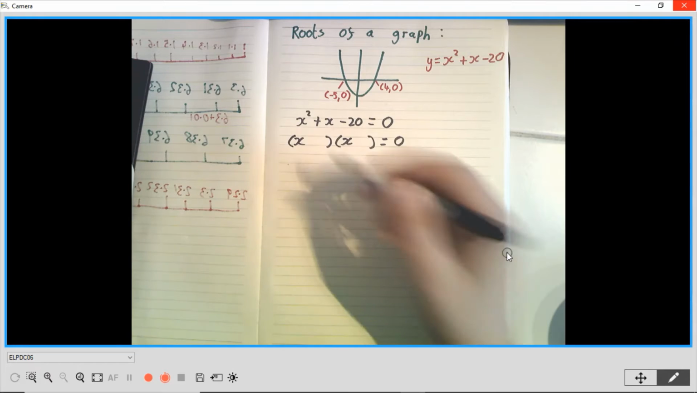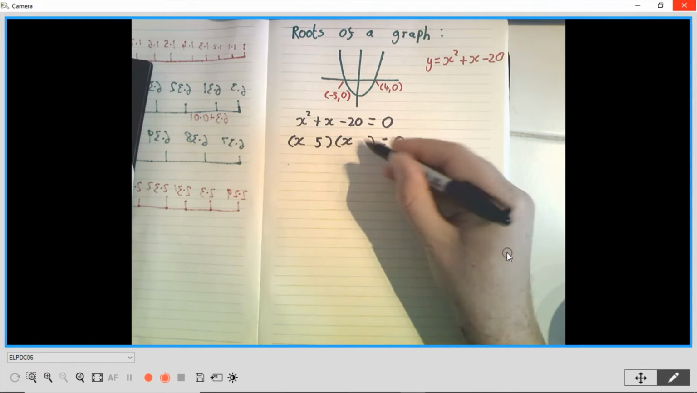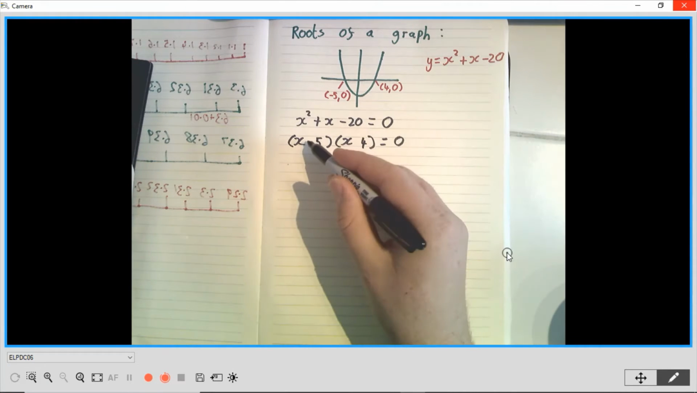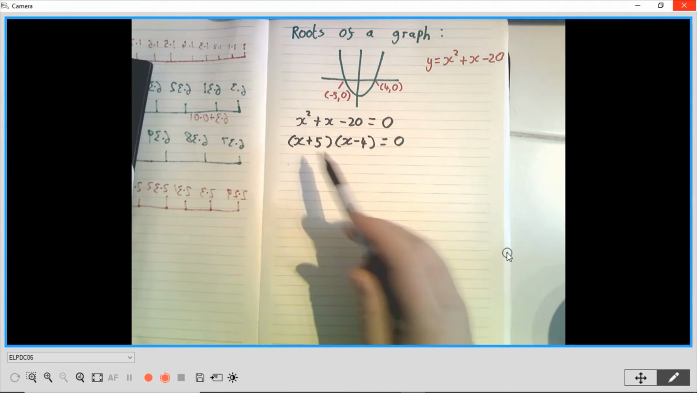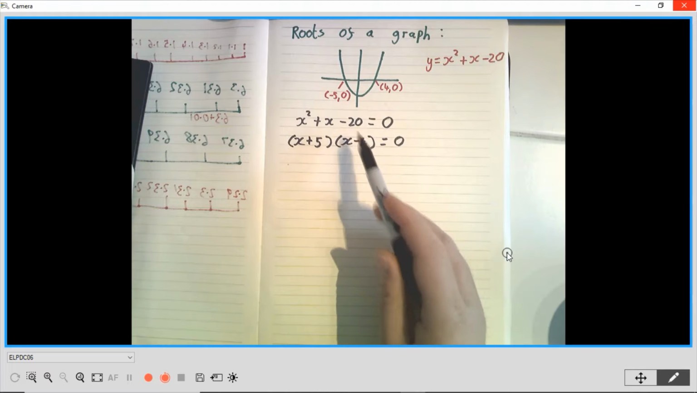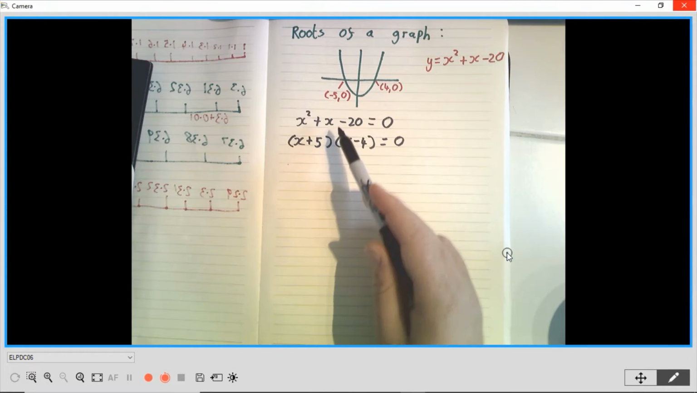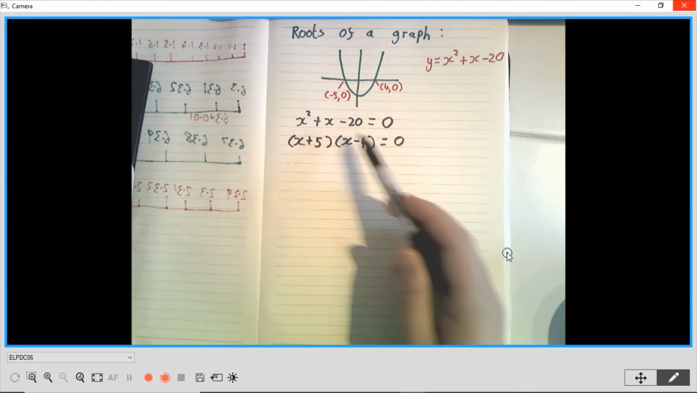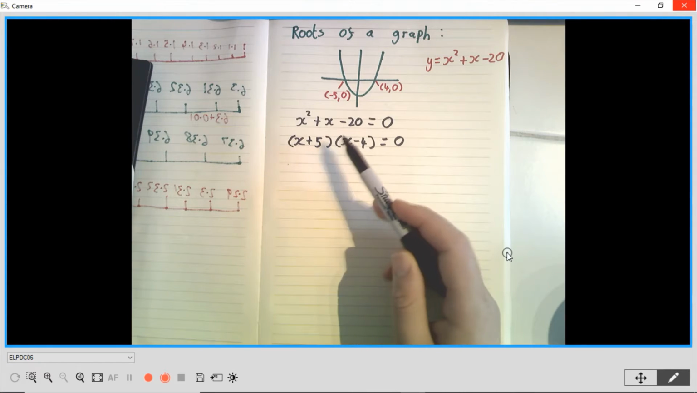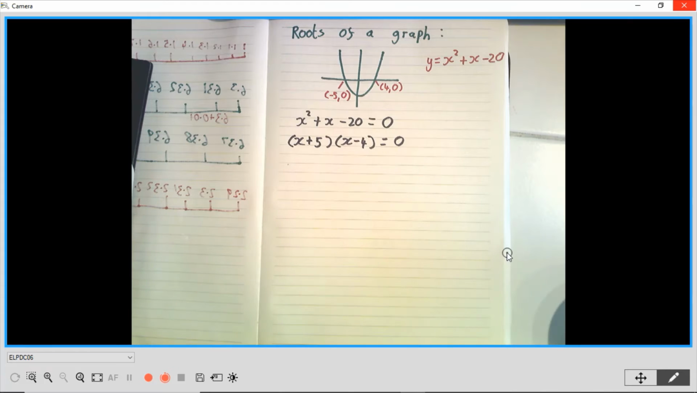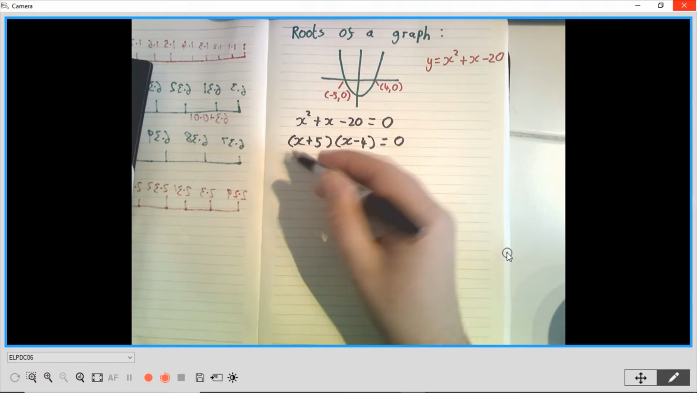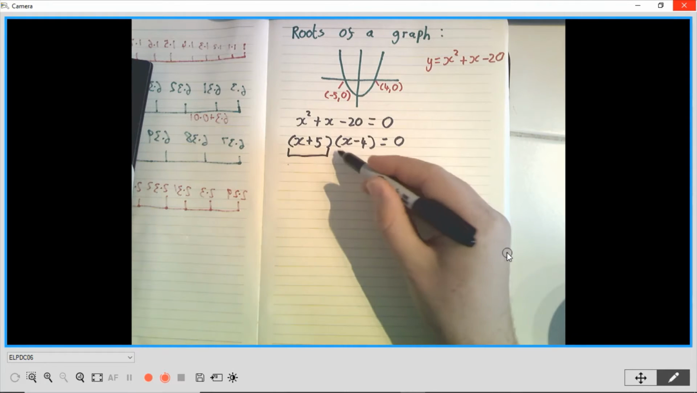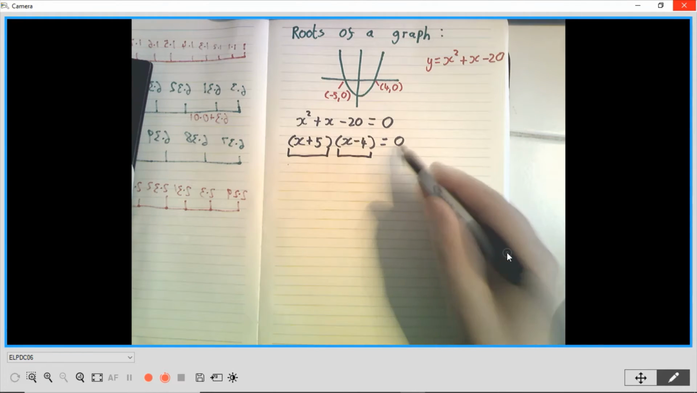So let's just check we've got this right. I think we need a 5 and a 4. I think we need it to be a +5 and a -4. So 5 times -4 is -20, and 5 add -4 would be 1 for the 1x. If you're not sure about that, you need to check over last week's assignment and have a look at factorizing. But let's think about what this equation actually means. It means this bracket times this bracket equals 0.